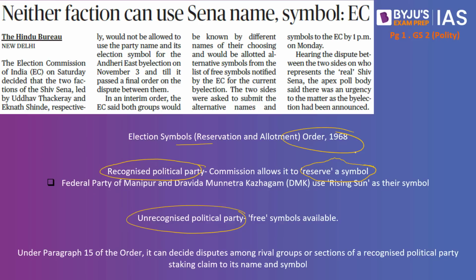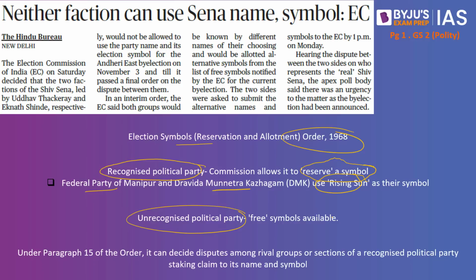So this basically means the national political parties will have a unique symbol, but when it comes to the state political parties, one state political party can use it, and another political party in another state can use a similar or the same one. This is not the same for the national political party. For example, the Federal Party of Manipur and the Dravida Munnetra Kazhagam use the rising sun as their symbol. So a state political party has a symbol, and a similar symbol can be used by another political party in another state, but it cannot be used in the same state. This is what is called a reserved symbol.